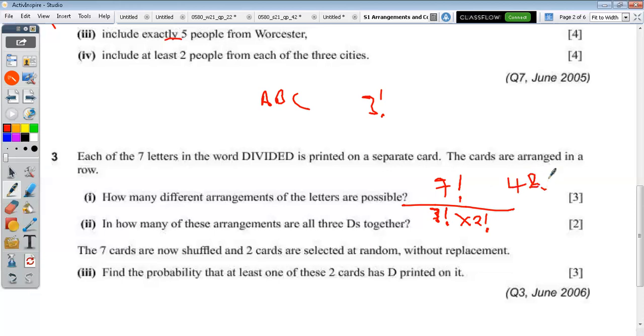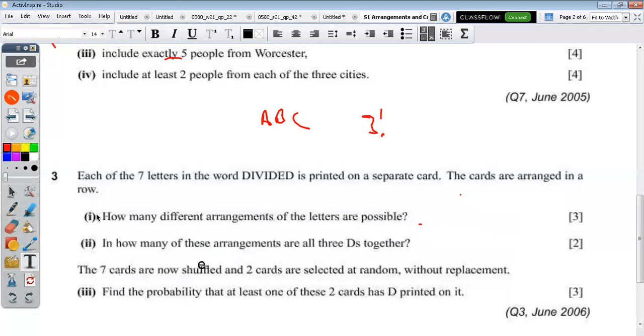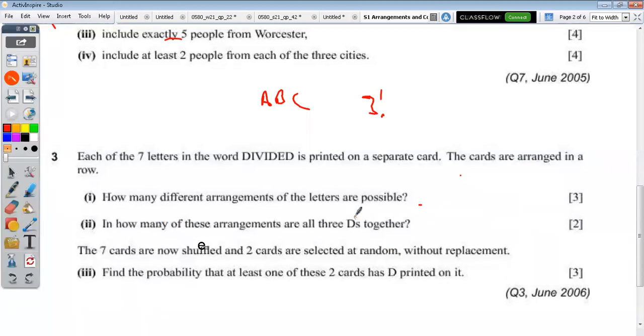Yeah, so I did the right thing, just in the wrong order. Now the next part: in how many arrangements are all the 3 D's always together? The D, the D, the D always together. Then I can have I, follow me, I can have V, I can have I, and I can have E. Do you agree?